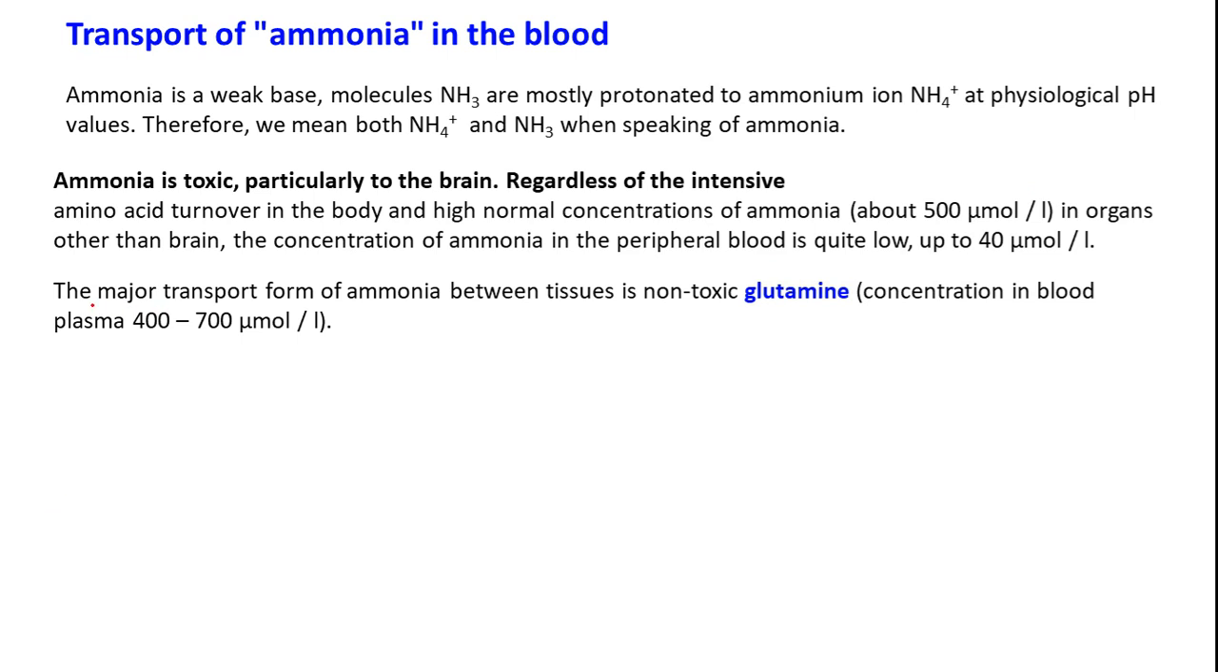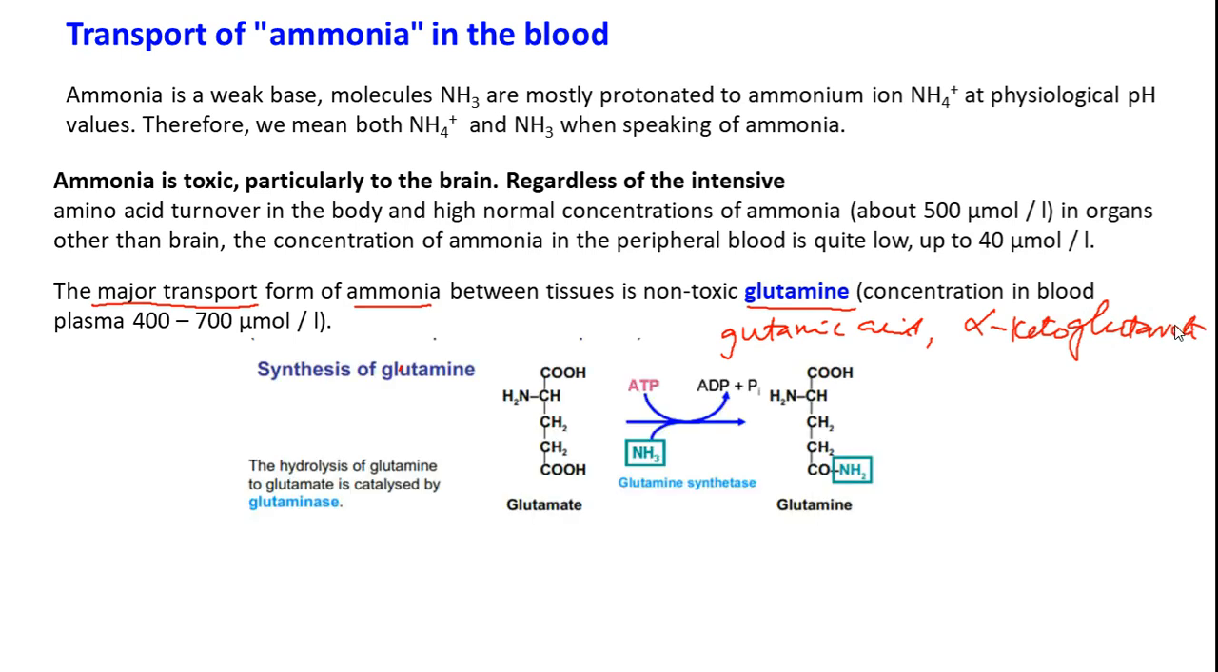The major transport form of ammonia is glutamine. Here I just wanted to give you clarity: glutamine, glutamic acid and alpha ketoglutarate. Now let me show you this. The major transport mechanism of ammonia is glutamine. Approximately 400 to 700 micromoles of glutamine will be there per liter.